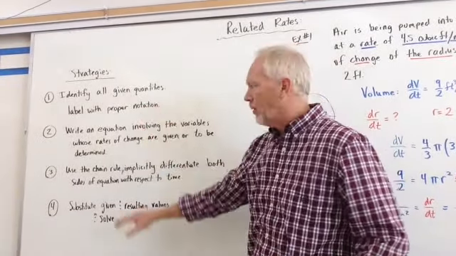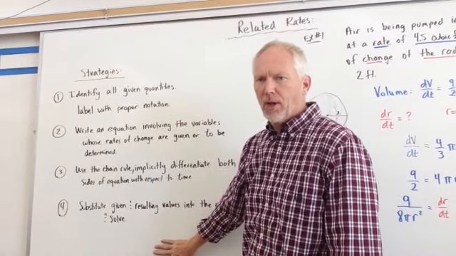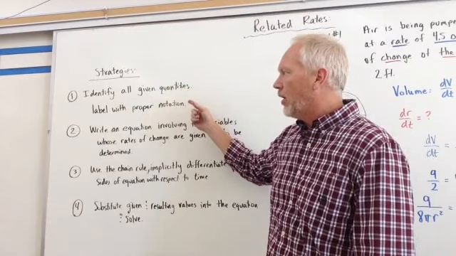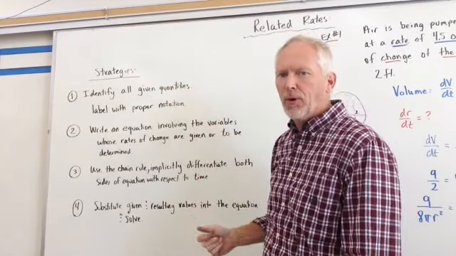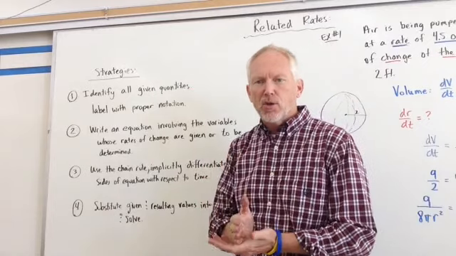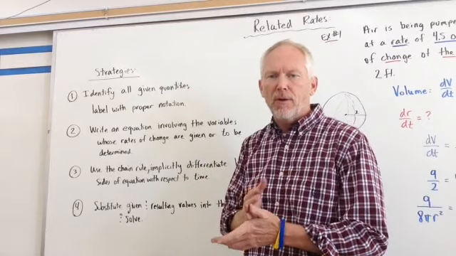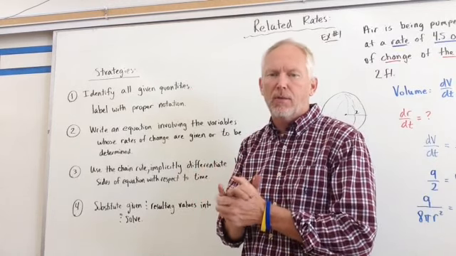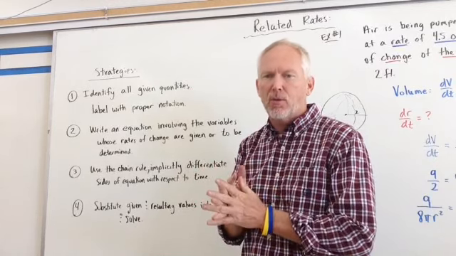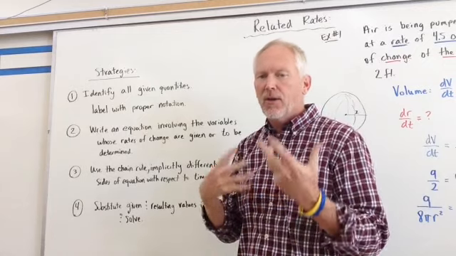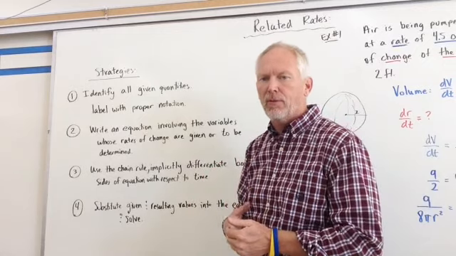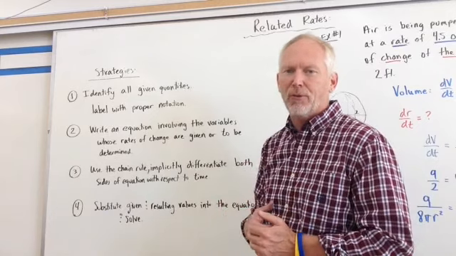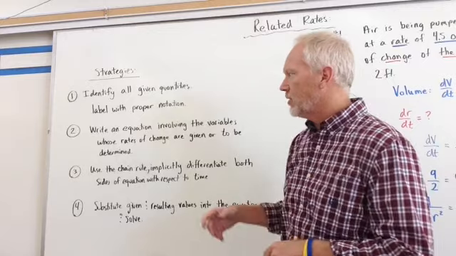So here we have some strategies I want to briefly go over with you before we even start looking at problems. The first strategy is identify all the given quantities and label with proper notation. Is it dV/dt, the derivative of the volume? Is it the derivative of some speed? Is it the derivative of some x value? Is it the derivative of some y? Most of these are all relatable to the derivative with respect to time. So that's why we need to learn and use implicit differentiation when we have these situations.